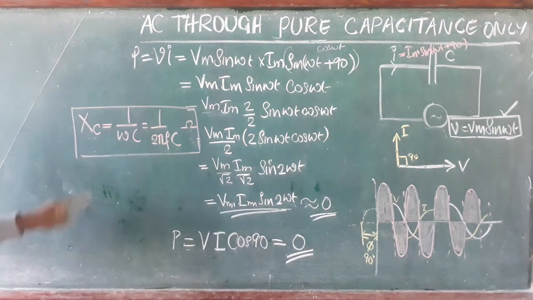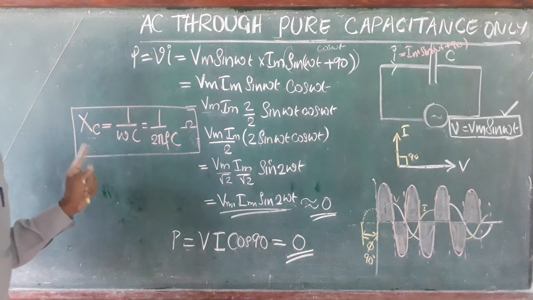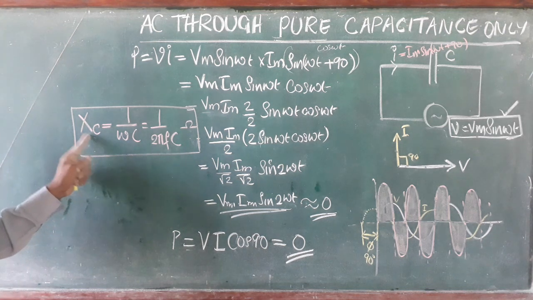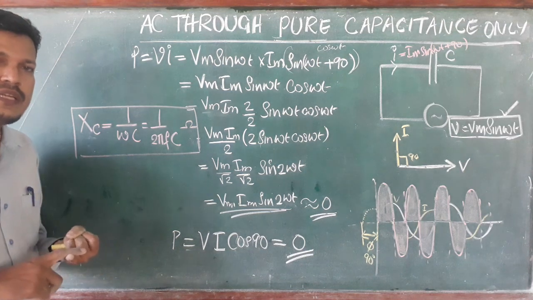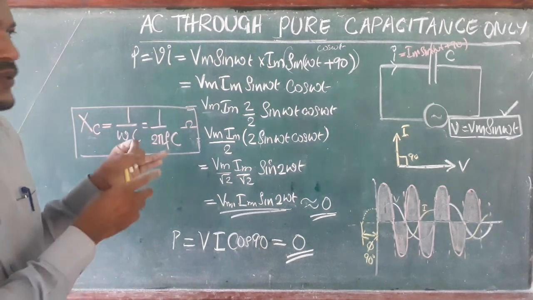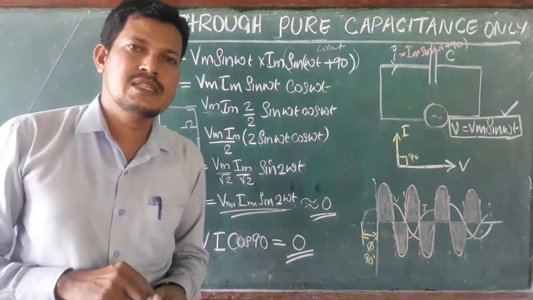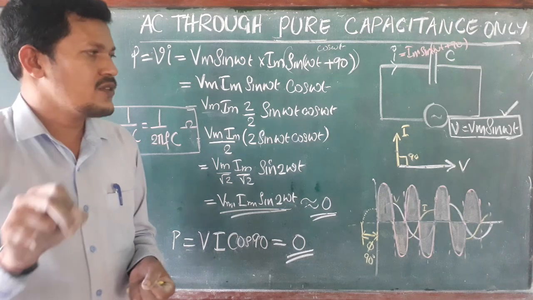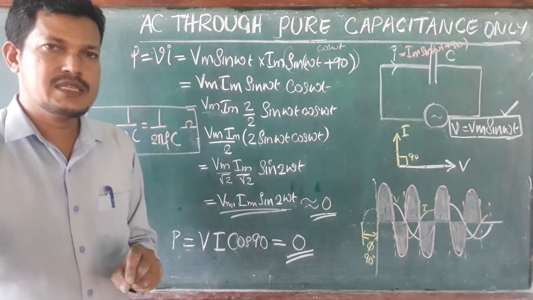Clear? So the opposition offered to the flow of alternating current: earlier case, that is XL, inductive reactance. Here it is capacitive reactance. So we got three values. Up to here we got three oppositions offered to the flow of current. First we discussed the resistance only. The resistance offers opposition to the flow of current, measured in ohms.